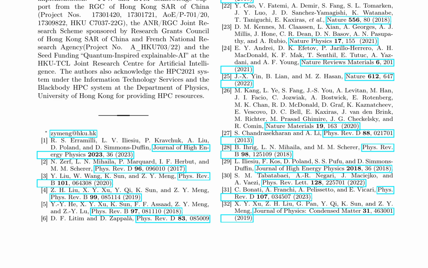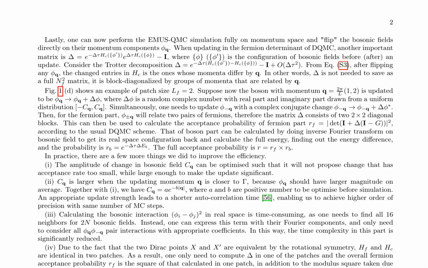The EMUS QMC scheme is a variation of the conventional DQMC simulation, focusing on small patches of the Brillouin zone, BZ, significant in the infrared limit. By working in momentum space, the simulation can be performed fully in momentum space, reducing computational complexity. The fermion part of the model is block diagonalized, and the coupling term is optimized to improve efficiency.